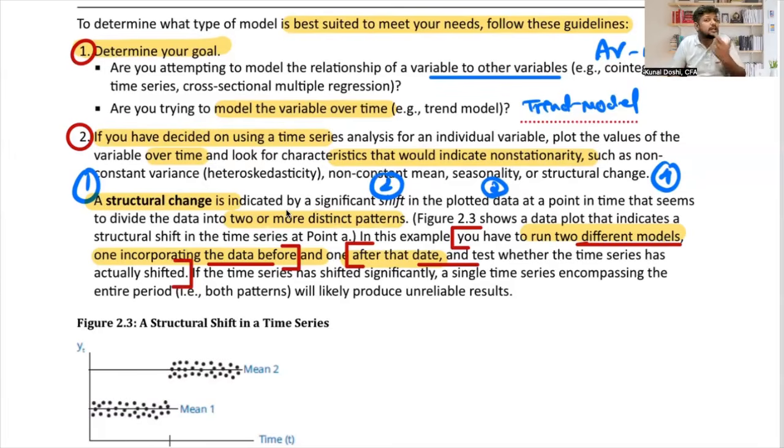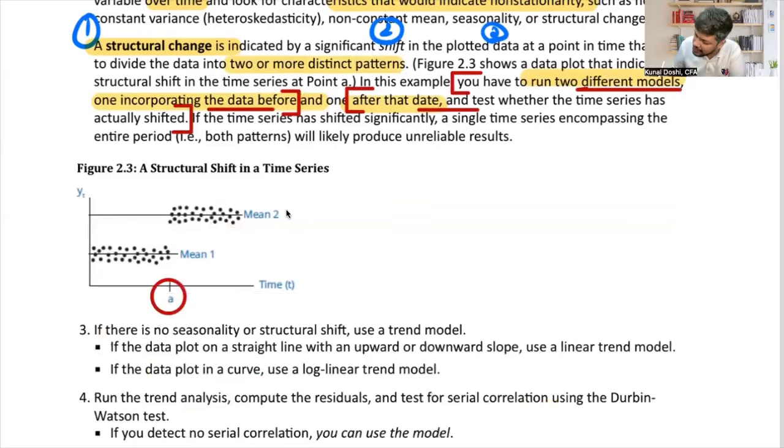This is how to incorporate the structural change, this is how you will have to adjust. So they are saying before a decision was made, you will have to use different means. You'll have to divide the data in 2 parts. If the time series has shifted significantly, and you use a single time series, then it will produce unreliable results. So you can't use a single time series if there is a structural change.